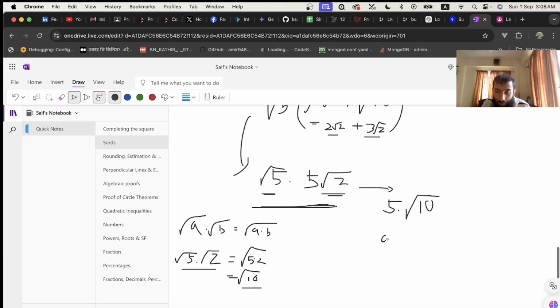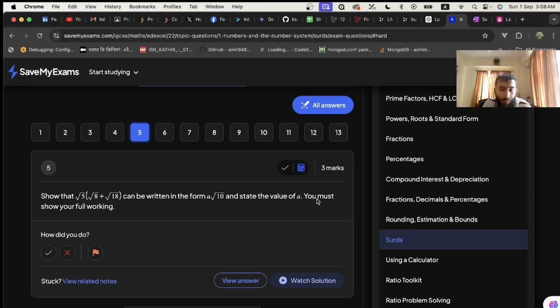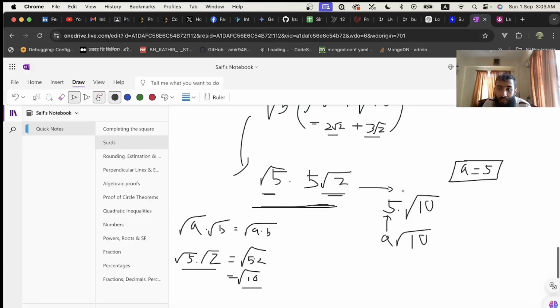So if we match 5 root 10 with the expression a root 10, what is the value of a? The value of a is 5. So a is equal to 5. So this is the value that we wanted to derive. You have to state the value of a, which is 5. You must show your full working, and this is the full working of this problem.